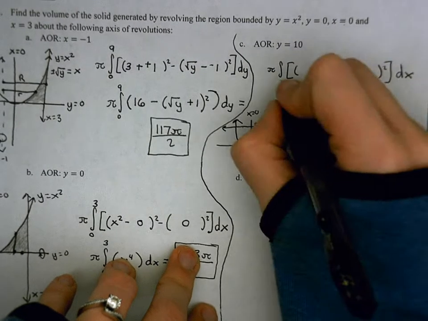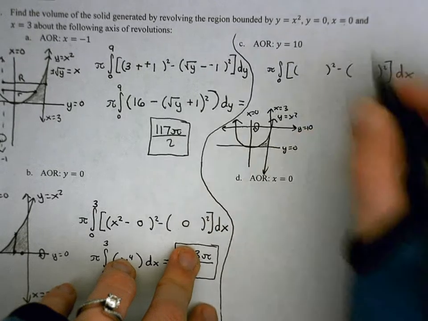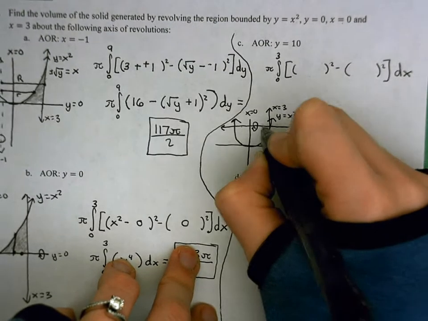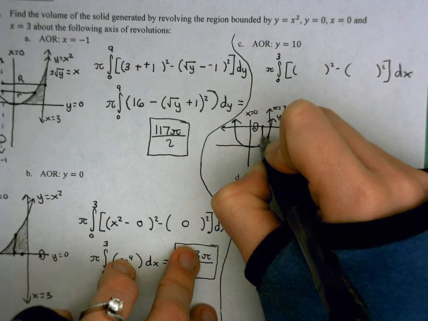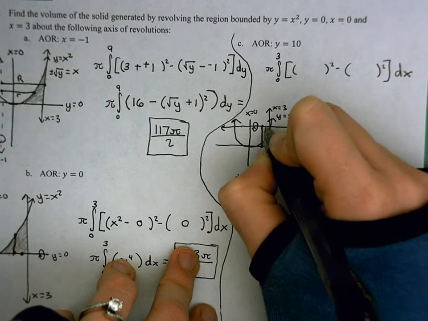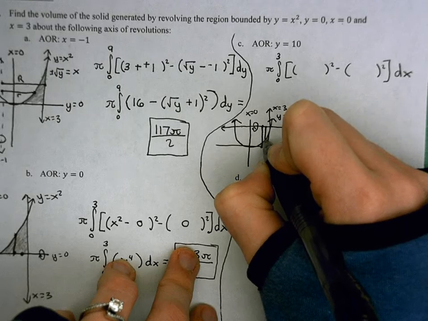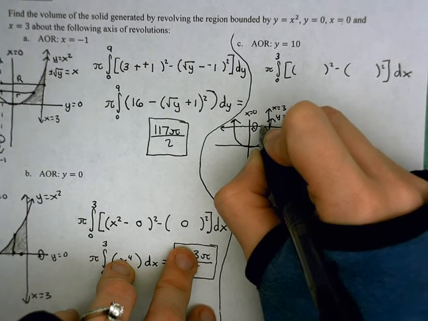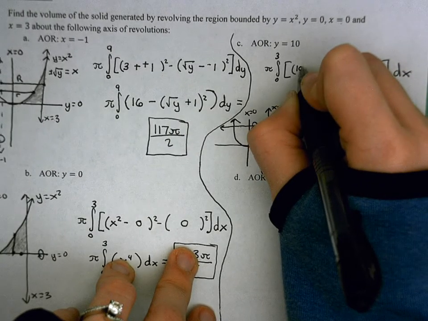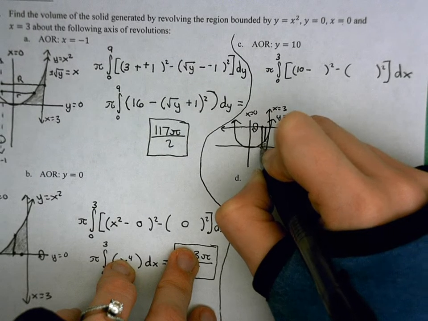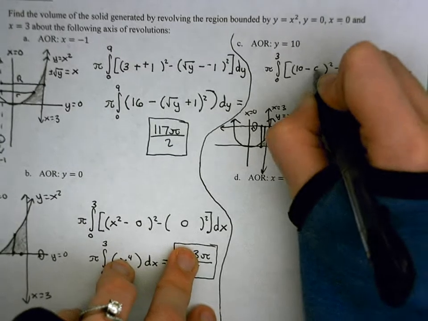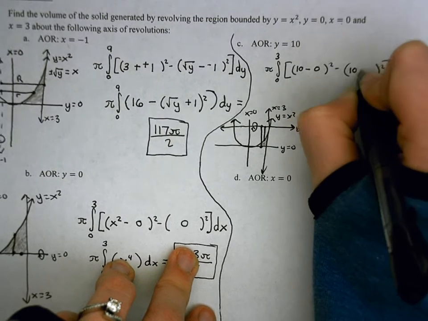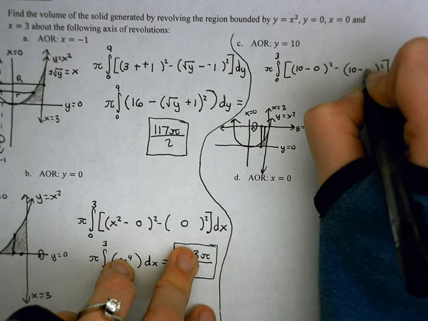Smallest x is at 0. Largest x is out here at x equals 3. My big R from the axis of revolution as far as you can go through the shaded region. Little r from the axis of revolution to the closest point of the shaded region. Okay, so my big R upper sits on y equals 10. My lower sits on y equals 0. Little r, my upper, sits on y equals 10. My lower sits on y equals x squared.